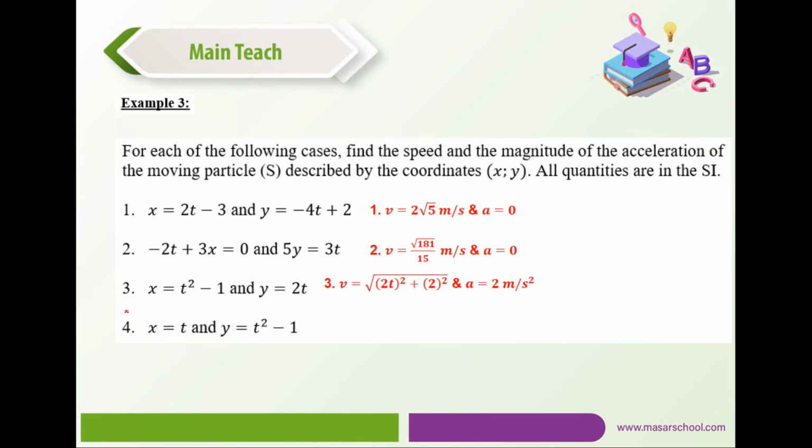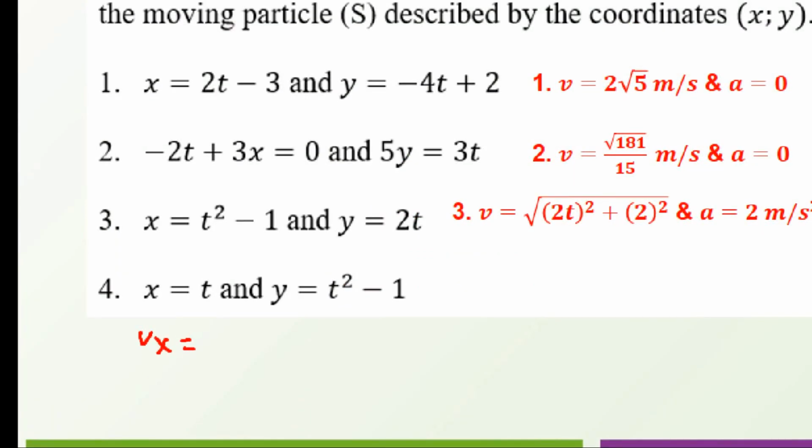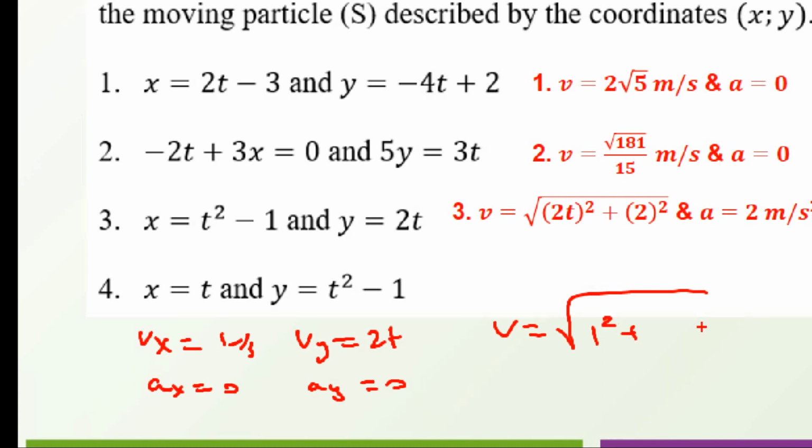And now for the final part, Vx would be given by 1 meter per second, Vy would be given by 2t. Here no need to put a unit because Vy is represented in terms of another parameter. Ax would be 0 and Ay would be 2. Then V would be the radical of 1 square plus 2t to the power of 2. No need to simplify anything or do further calculation. And the acceleration, if you do the calculation, would be the radical of 0 square plus 2 square, which is the radical of 2 square, which is 2 meters per second square.